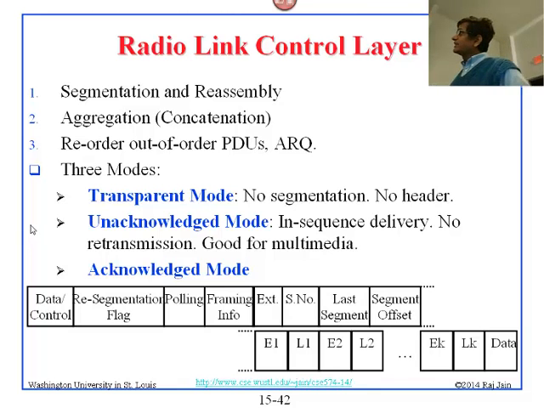This one is in three modes. Transparent mode, where there is no segmentation and no header. Unacknowledged mode, in which we don't worry about the acknowledgement or ARQ. So unacknowledged mode means there is no acknowledgement, no retransmissions, and this is what is used for voice and video. And then the acknowledged mode. Acknowledged mode is what we talked about, where you get the acknowledgement and you have ARQ.